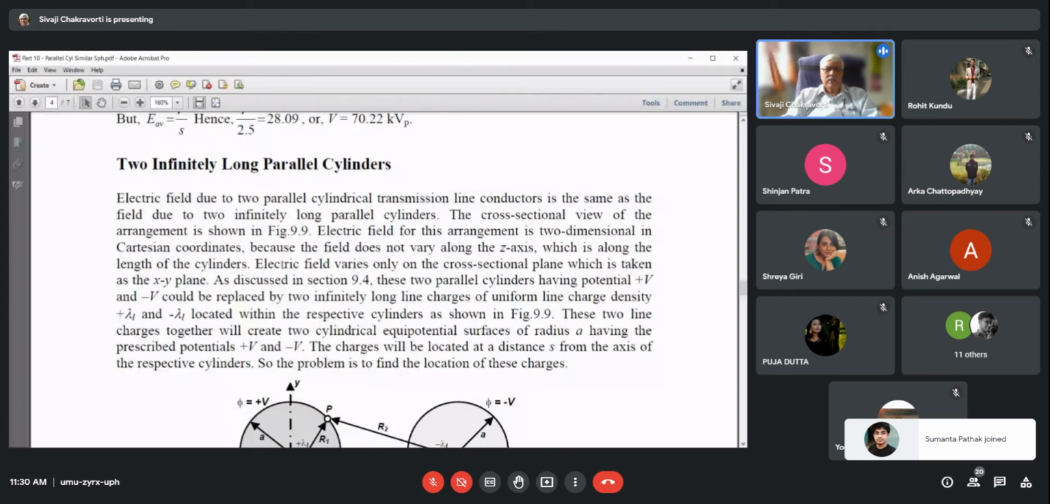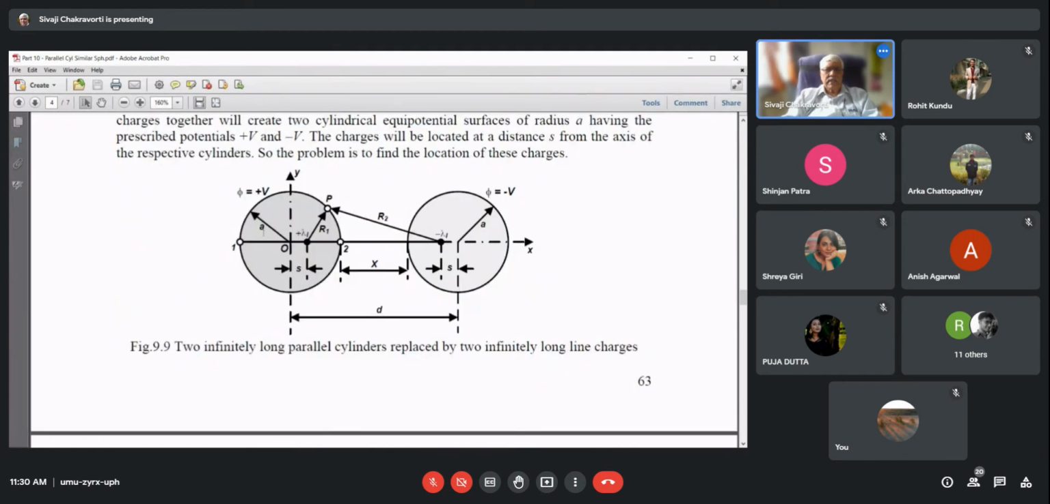Moving forward, now I take another practical example, that is two long cylinders, just like our transmission line conductors. So here I am giving you an example that I have two charged parallel cylinders, and I am taking that one has a potential of plus V, the other has a potential of minus V. So again, our target is, can I analyze this system with the help of method of images?